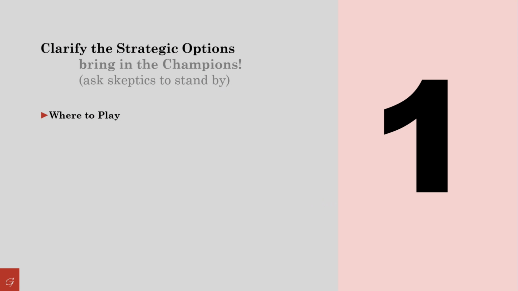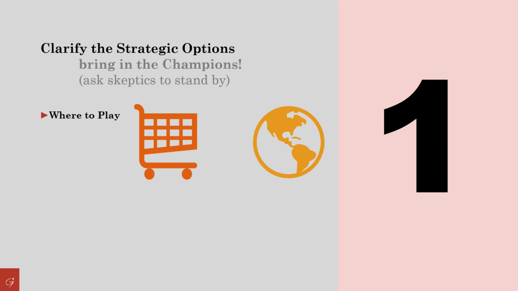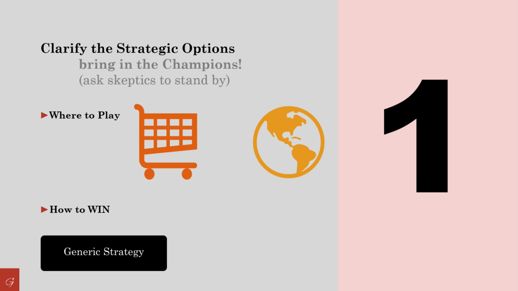Step 1. Start with clarifying the strategic options. Start with where to play. Make sure the options are crystal clear in terms of at least 2 of the key strategic decisions: products and segments, and geographies. How will you generate more customers or have your customers buy more of your products? And how to win. In terms of generic strategy, are you a cost leader, differentiator, or do you focus on a niche? And how does that apply to these strategic options?